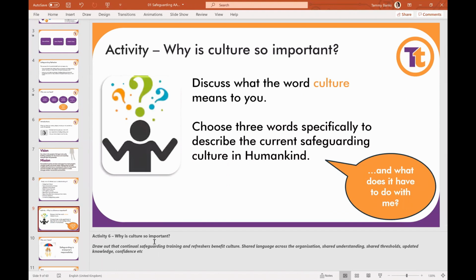But one of the things that I think is missing from this is, so we've got activity 6, why is culture so important? But I've put draw out the continual safeguarding training and refreshers benefit culture, shared language across the organisation, shared understanding, shared thresholds, updated knowledge and confidence to support each other. That's why culture is so important to safeguarding. So it's about drawing that out, and that wasn't.